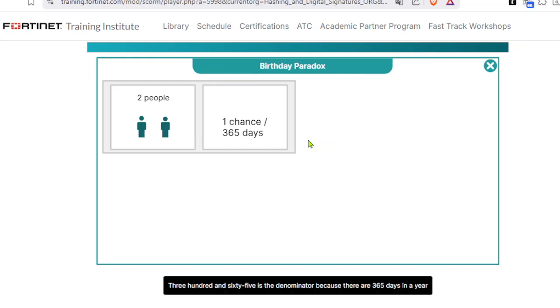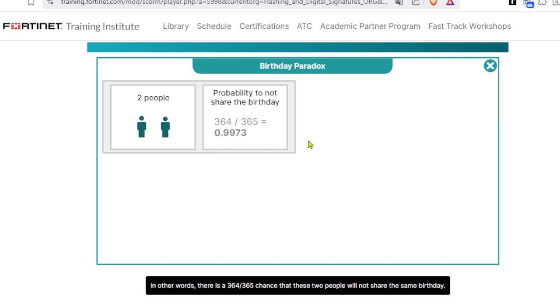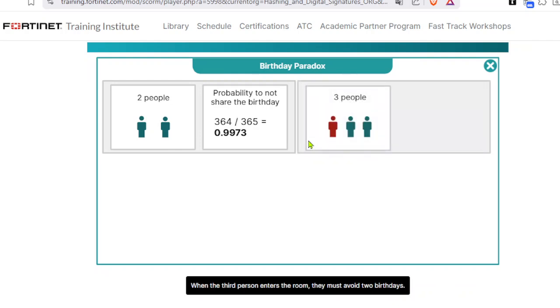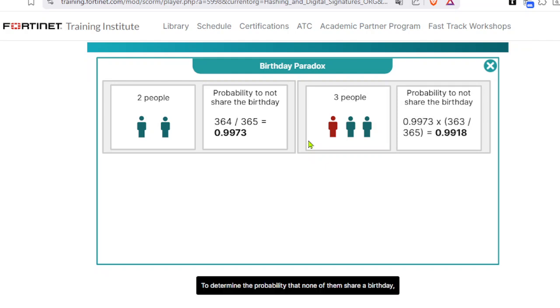365 is the denominator because there are 365 days in a year, omitting the leap year, or 365 possibilities. In other words, there is a 364 out of 365 chance that these two people will not share the same birthday. When the third person enters the room, they must avoid two birthdays. Thus, the chance that the third person will not share a birthday with the first or second person is 363 out of 365. To determine the probability that none of the three people in the room share a birthday, you must multiply the last result with this fraction: 0.9973 multiplied by 363 divided by 365.